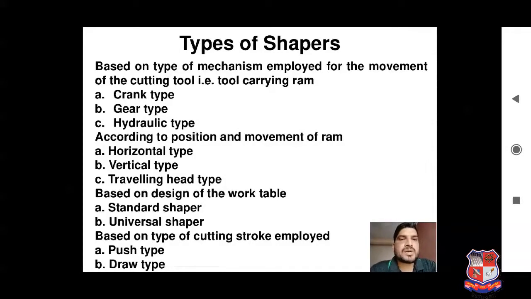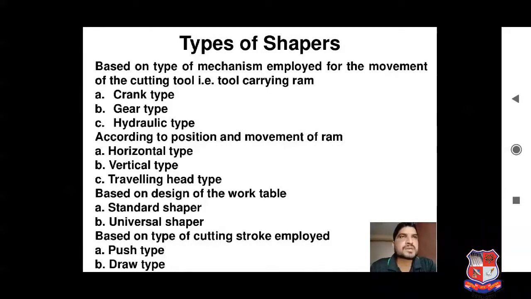Third one, based on design of the work table. Based on design of the work table, there are two types of shaper machine: standard shaper and universal shaper. Standard shaper, in this type of machine, there are two movements of the work table. First one is horizontal movement and another one is vertical movement, meaning crosswise movement and vertical movement. It is the basic motion in all types of shaper machine.